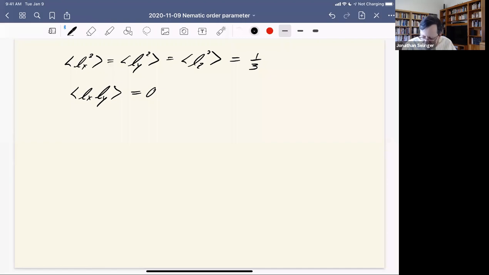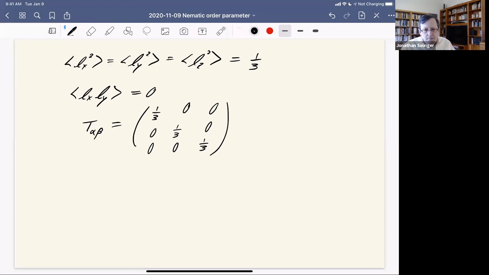So the tensor in the isotropic phase has to be 1/3 in each of the diagonal positions and 0 in all the off-diagonal positions. So this is the tensor T alpha beta in the isotropic phase.